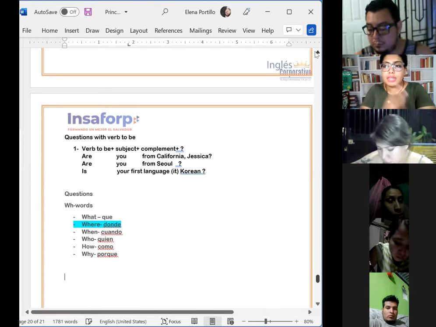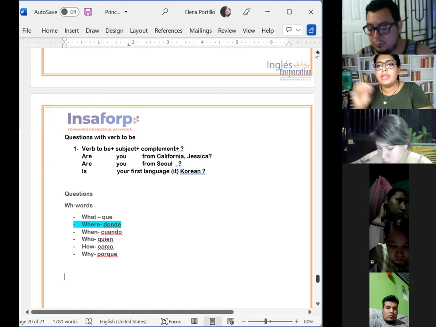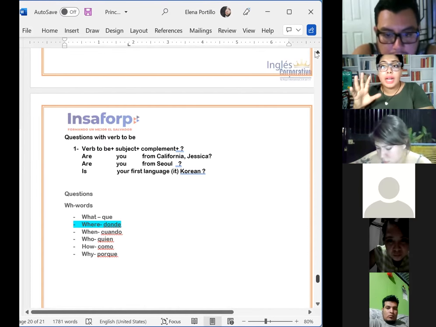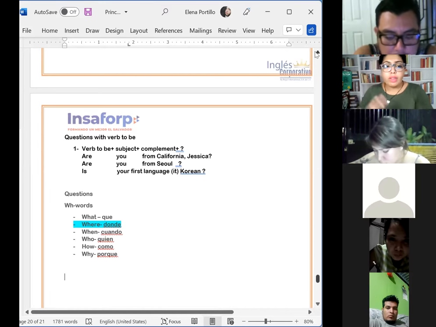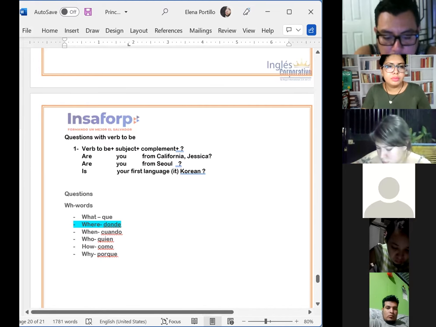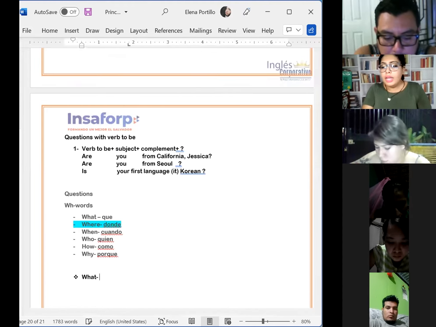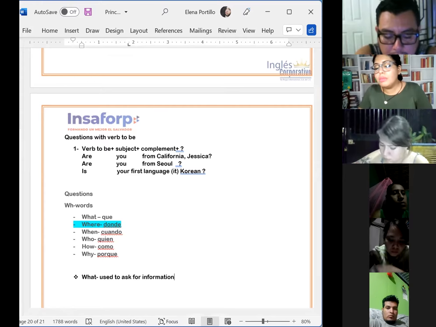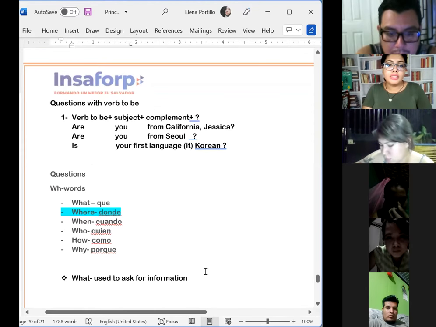And we are going to divide these words and give like a phrase that we can use to identify the uses of this WH question. Vamos a poner una frase que nos ayude a nosotros a identificar más fácilmente estas WH words y cuál es el uso que le vamos a dar. Let's see, we are going to do it like this. I have here and we are going to use what. And use to ask for information. Utilizamos el what para preguntar por algún tipo de información. Ask for information.